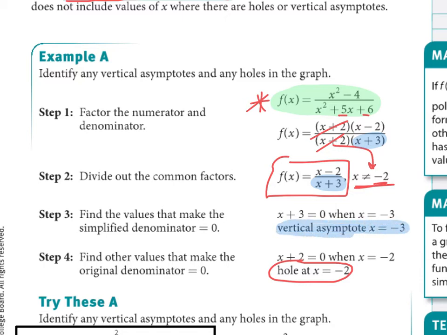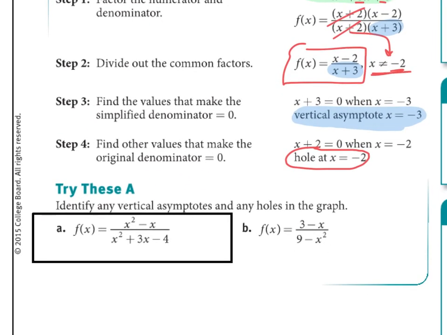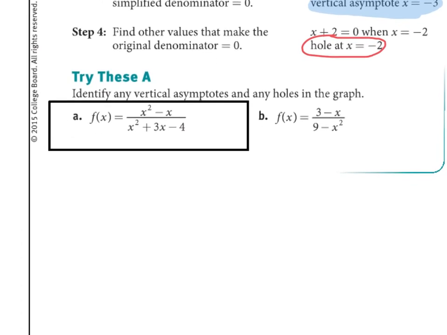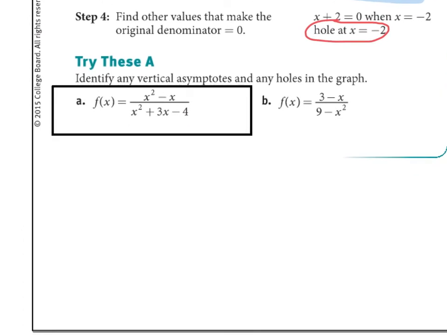Okay, so you can always just kind of remember the holes come from factors that get canceled out. Vertical asymptotes are ones that are still there. Okay, both of those are discontinuous values or excluded values. So let's do a couple on our own from the beginning. We want to identify any vertical asymptotes and any holes.